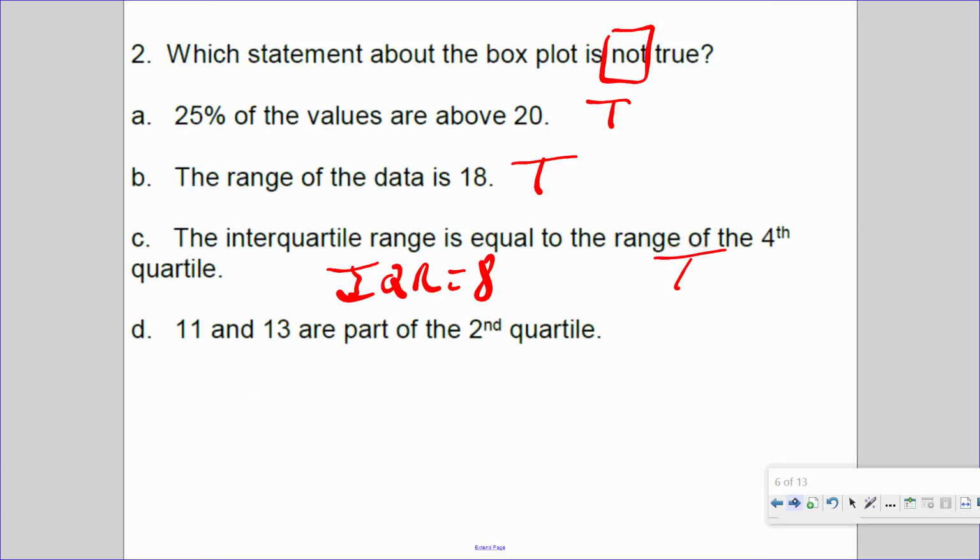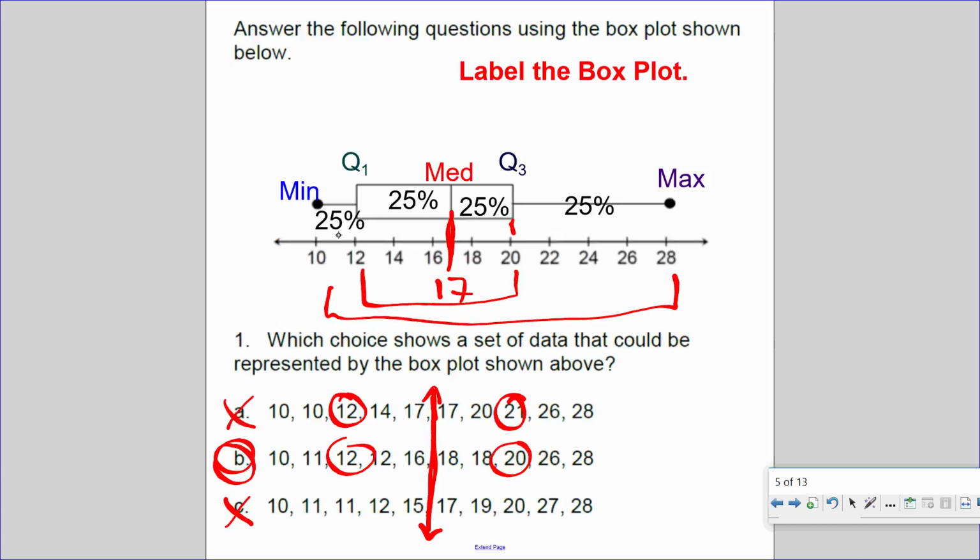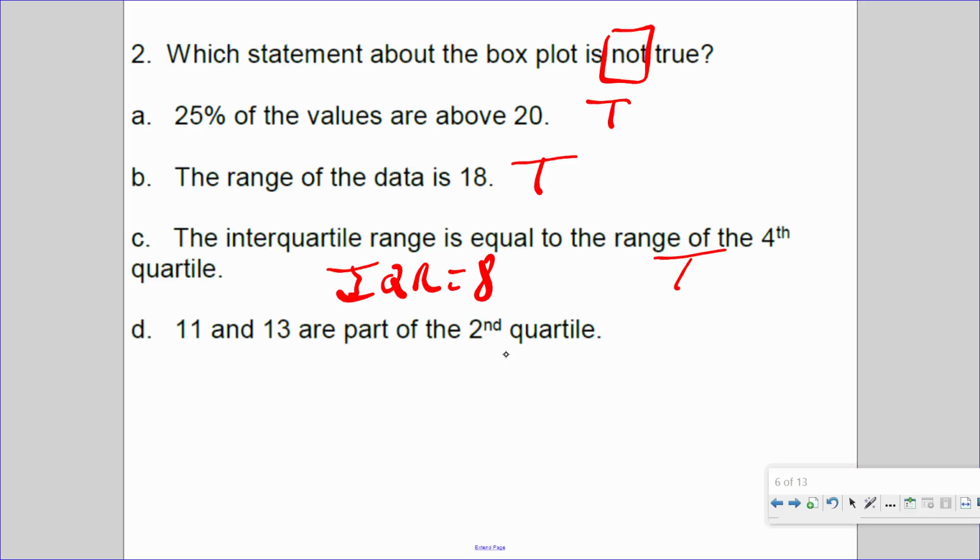11 and 13 are part of the second quartile. Here's 11. That was part of the first one. 13 is part of the second one. So that's false.